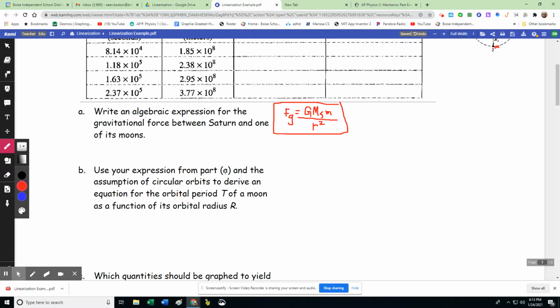Use your expression from part A and the assumption of circular orbits to determine the equation for the orbital period T of a moon as a function of the orbital radius.